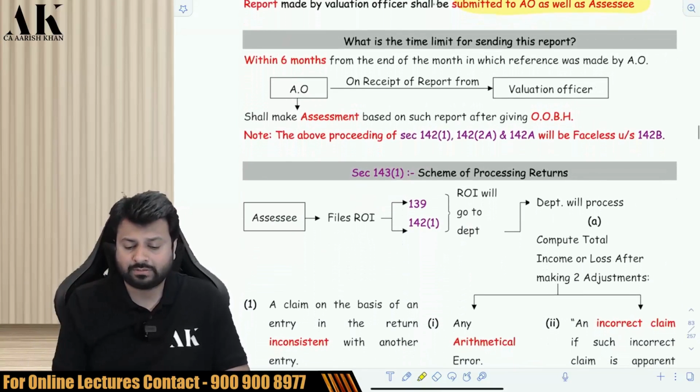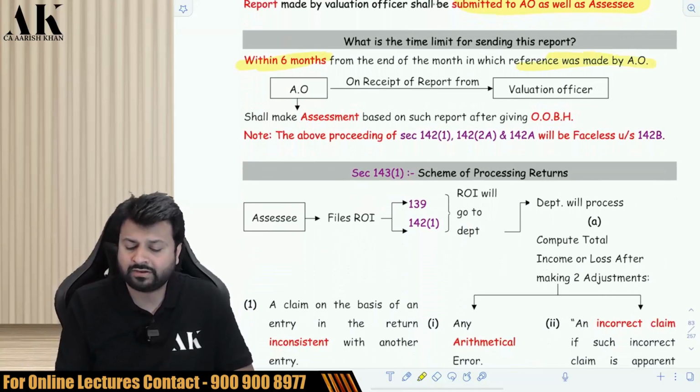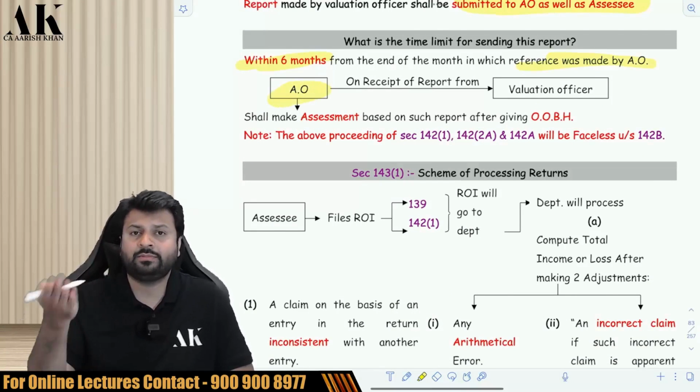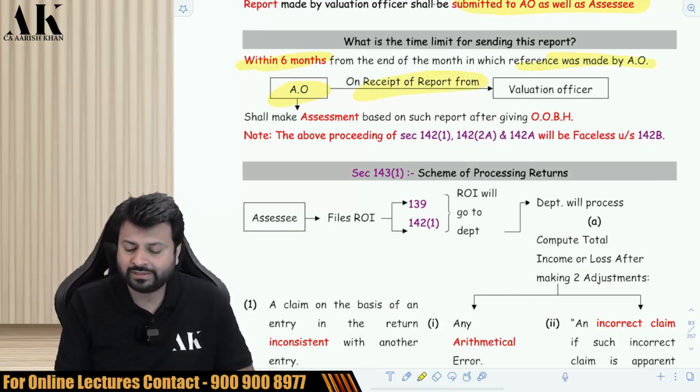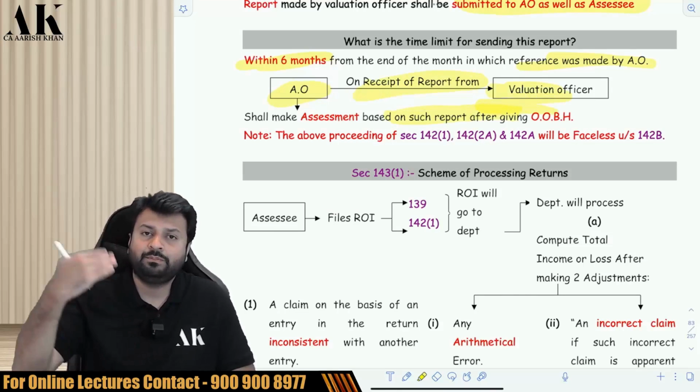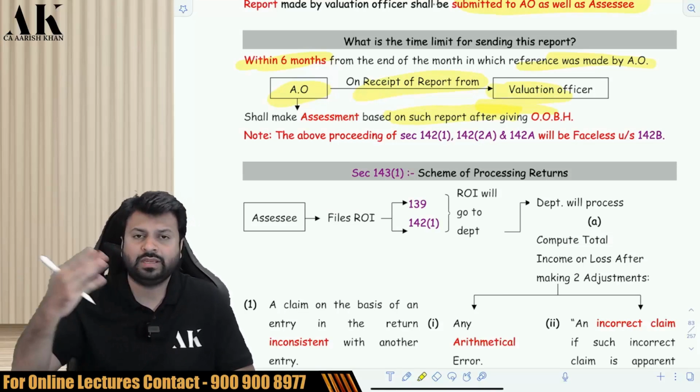Now, what is the time limit to submit the report? It is 6 months from the end of the month in which the reference was made. Once the AO gets the report from the valuation officer, the AO will complete the assessment based on that report after giving an opportunity of being heard to the assessee.